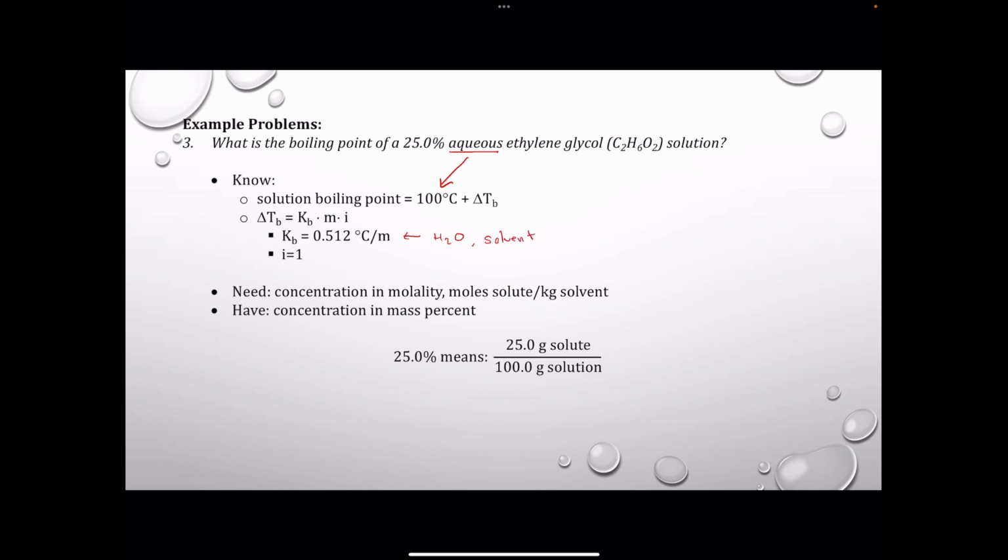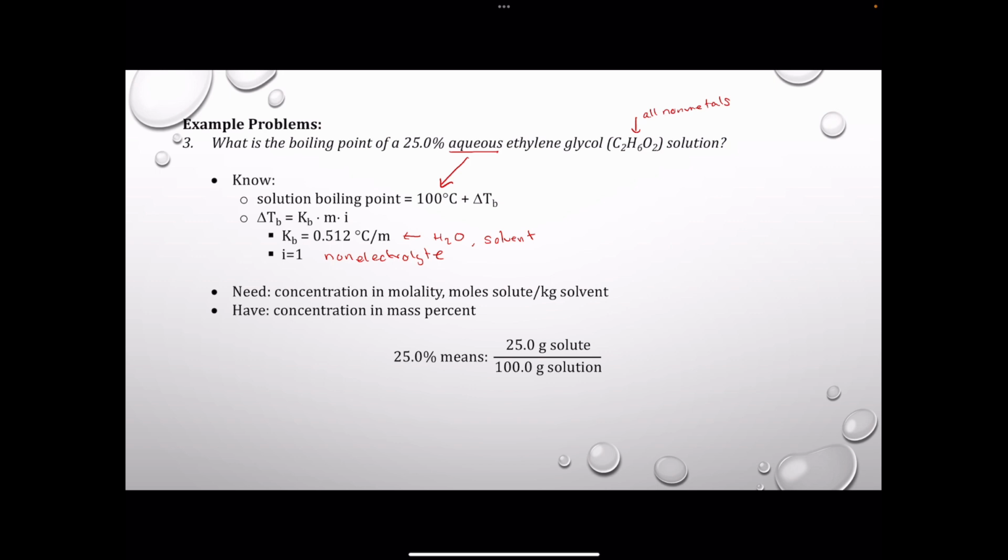And then we've got an i value of 1. That's because that ethylene glycol, C2H6O2, contains all nonmetals, and therefore it has covalent bonds, which makes it a non-electrolyte. So the only thing we're missing in order to determine that temperature change is we need a concentration in molality. What we have is our concentration in mass percent.